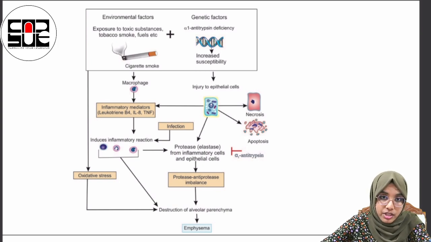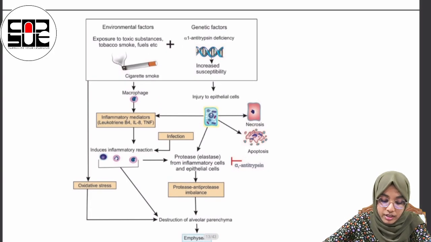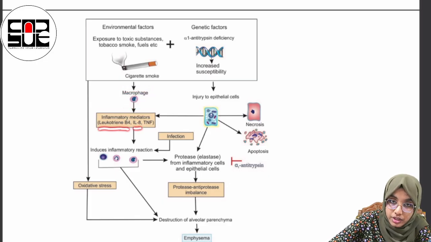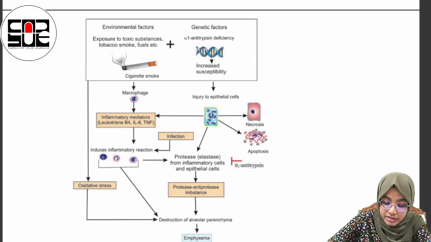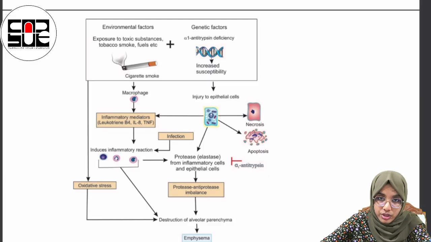When there is inflammation and when there is alpha-1 antitrypsin deficiency. Initially, there will be inflammation. That is, macrophages will be releasing inflammatory mediators like leukotrienes, interleukins, and tumor necrosis factors. And all these inflammatory mediators which are produced will induce an inflammatory reaction, and it will produce proteases.